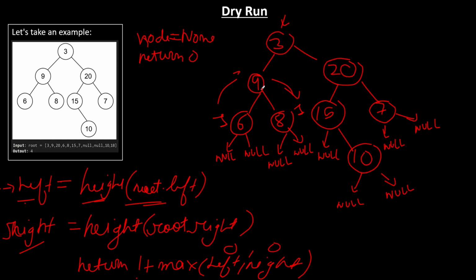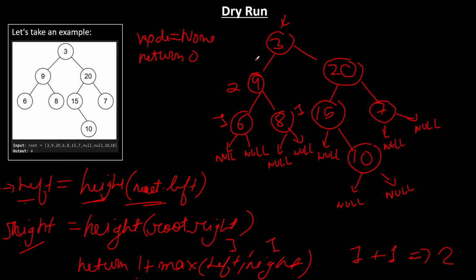Now we're standing here in this tree. The left subtree height is 1. The right subtree height is 1, right? So instead of 0 and 0 here, we will have 1 and 1. The maximum of 1 and 1 is 1 itself, and plus 1 we get 2. Right? So the height of this subtree is 2 at the end. Fine. So it will return 2 as the height of its tree.